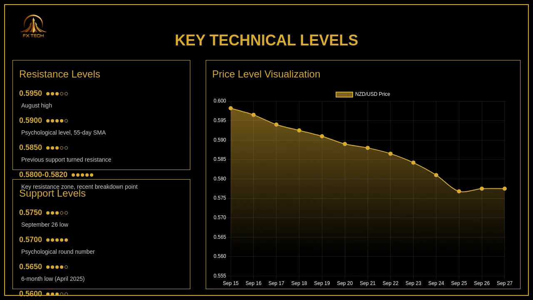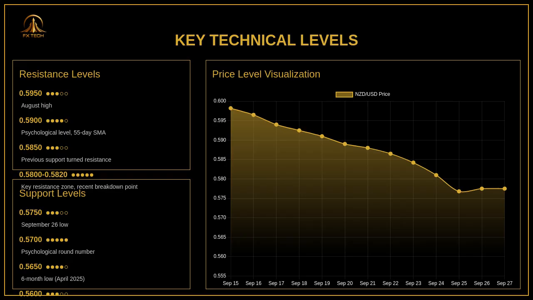Understanding key technical levels is crucial for effective NZD/USD trading. Our analysis identifies several important resistance levels: 0.5950, the August high, 0.5900, a psychological level, and the 55-day SMA, 0.5850, previous support turned resistance, and the critical 0.5800 to 0.5820 zone, which represents the recent breakdown point.